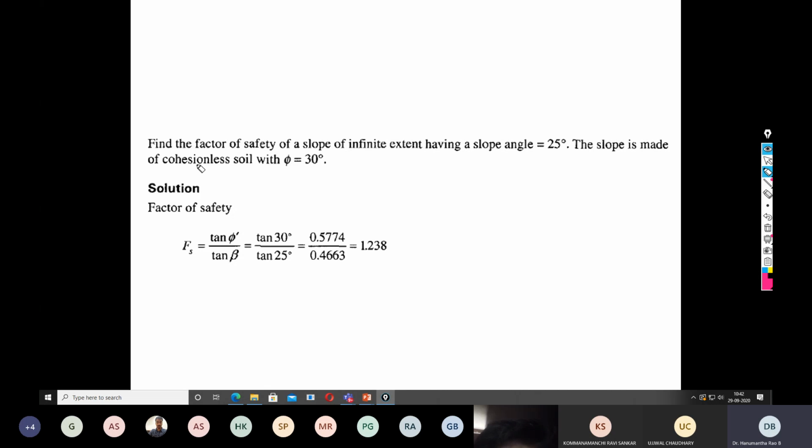Since the soil is a cohesionless soil, the first term becomes 0 as c is 0. So the remaining is only the second term. The factor of safety is nothing but tan phi' by tan beta. So phi' is 30 and beta is 25, so tan 30 by tan 25 is 1.238. Just imagine what if phi' is equal to beta. If the angle of internal friction becomes the slope angle, then what you get is a unity value.